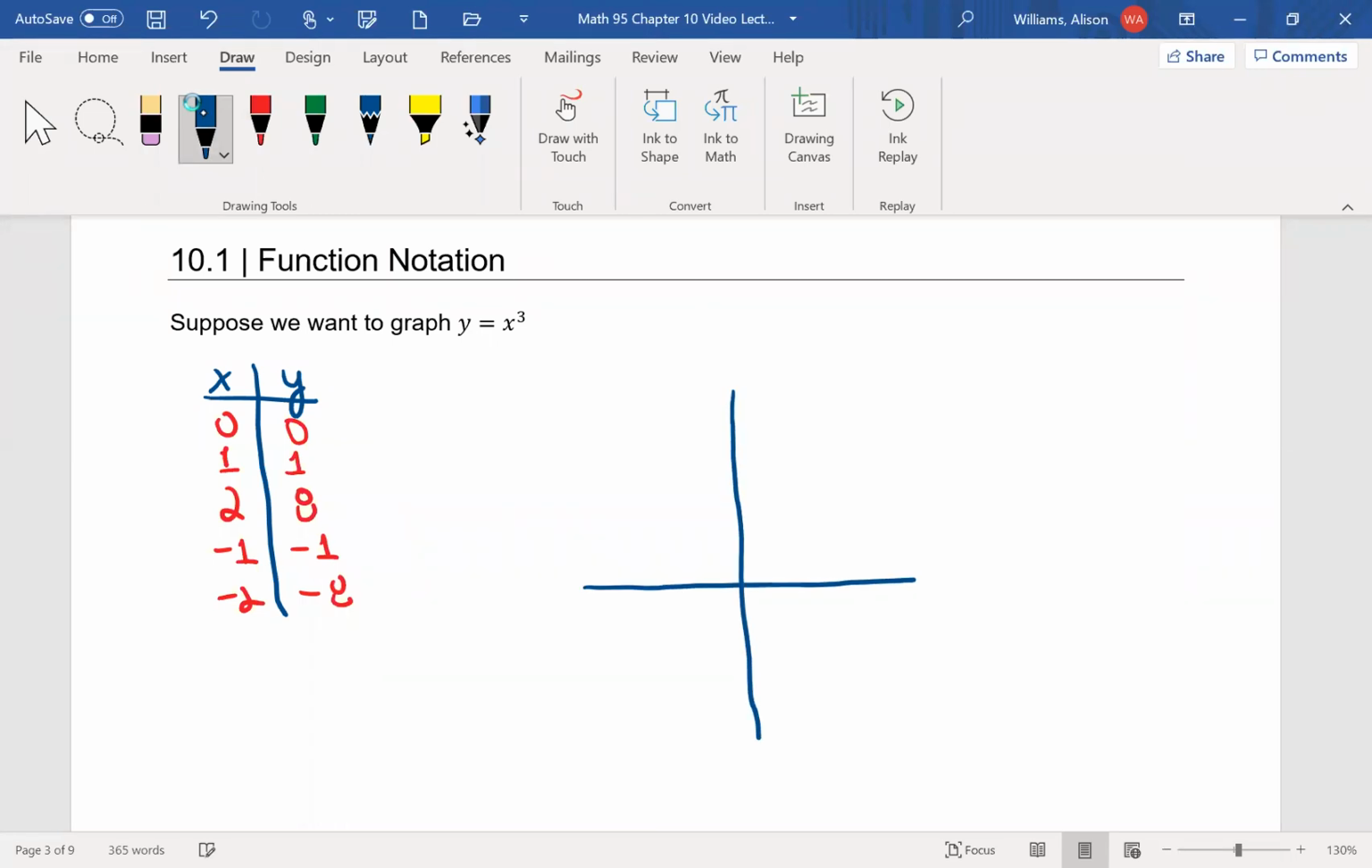I'm just going to do a few tick marks. I'm not going to go crazy since I'm drawing this. So 1, 2, 3, 4, 5, 6, 7, 8. And I'll have to extend down here, I think. 1, 2, 3, 4, 5, 6, 7, -8. Okay, so plotting 0, 0, 1, 1, 2, 8, -1, -1, and then -2, -8. Okay, so here's what it looks like.